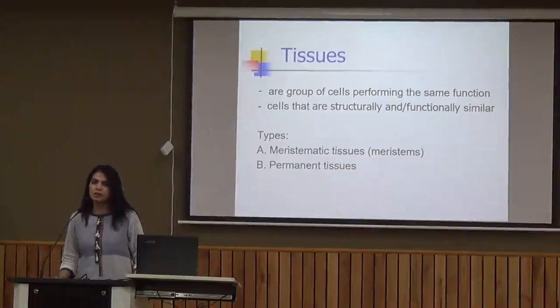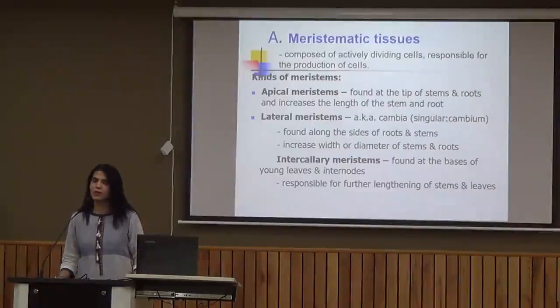Now the basic classification of plant tissue is that there are two types: meristematic tissue and permanent tissue. Meristematic tissue comprises actively dividing cells which are responsible for the production of cells. Basically they are responsible for elongation and increase in diameter. On that basis, we have three types of meristem: apical meristem, lateral meristem and intercalary meristem.